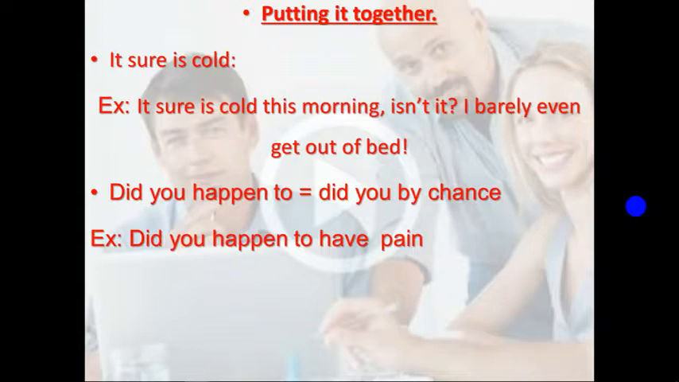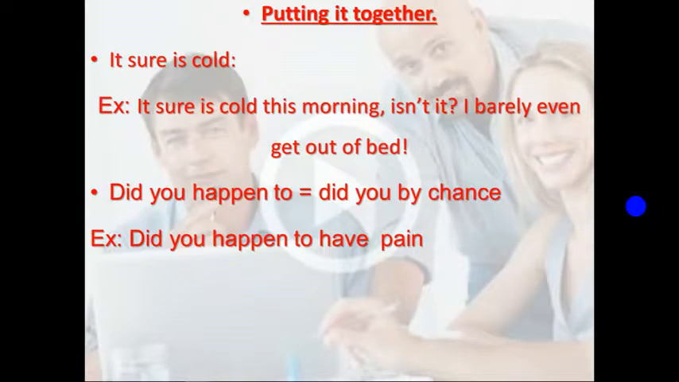And when you say sure is, this is a great way of emphasizing that you believe this adjective to be true. Okay, it sure is. Now, what would be the answer to this? Well, in the dialogue, Mr. Anderson said, yeah, it's pretty cold, all right.